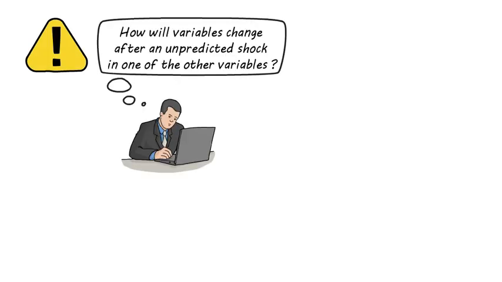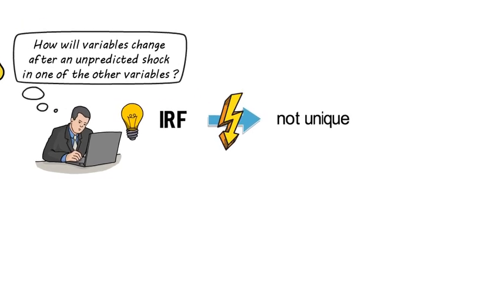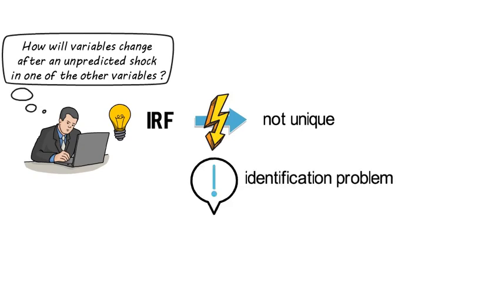I want to end this video with a word of caution. Investors work with IRFs because they extract information from data that quantifies how different variables are expected to change as a response to an unpredicted shock in one of the other variables of interest. Now there's a problem here, namely the impulse response function of a VAR system is not necessarily unique. That means there is an identification problem. And that is clearly disturbing for investors, as they want a unique response.